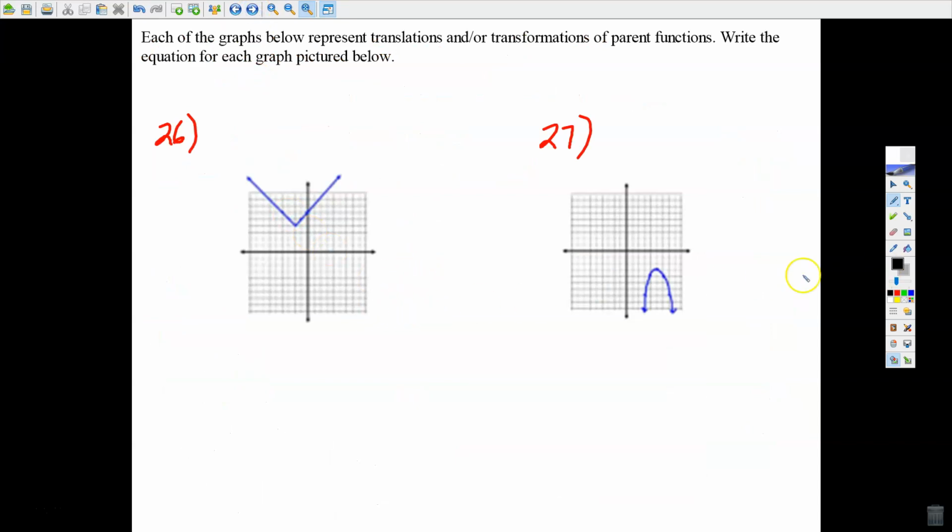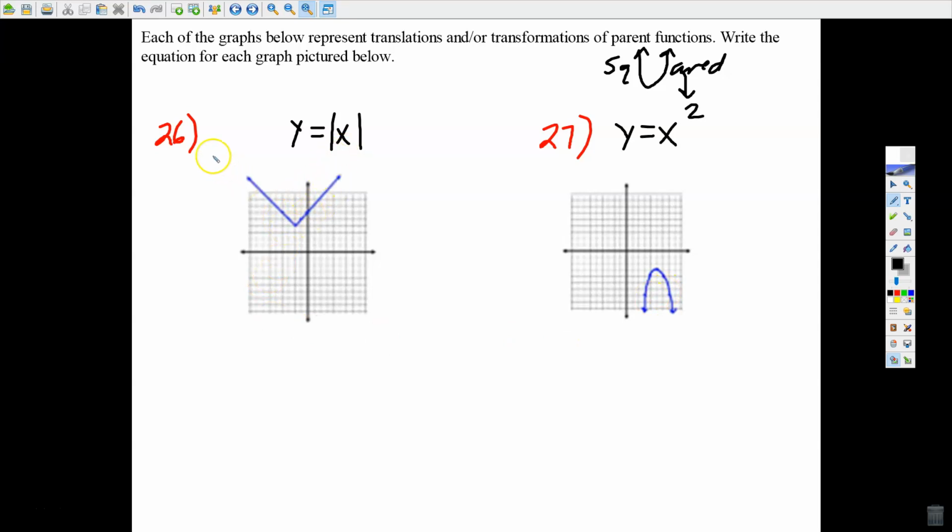Okay, 26 and 27. These are translations or transformations of parents. The parent function being represented here is y equals the absolute value of x, and the parent function for this one is y equals x squared. Absolute value, remember the v in value and the v in the function. That helps you remember what that one looks like. The big U spells out the word squared. Anytime you see a big U, that tells you it's the function y equals x squared.